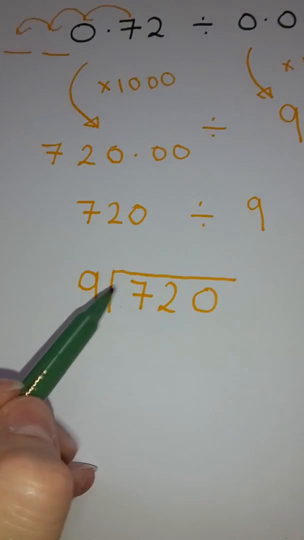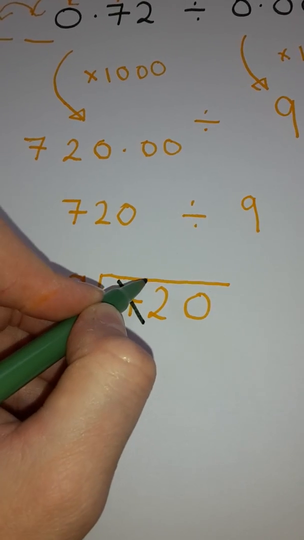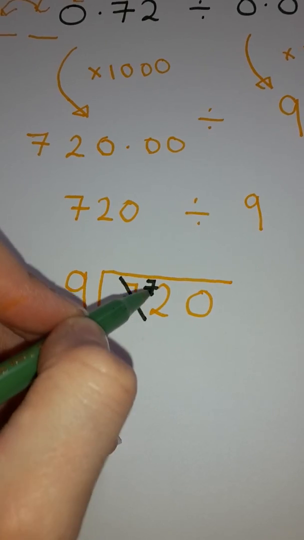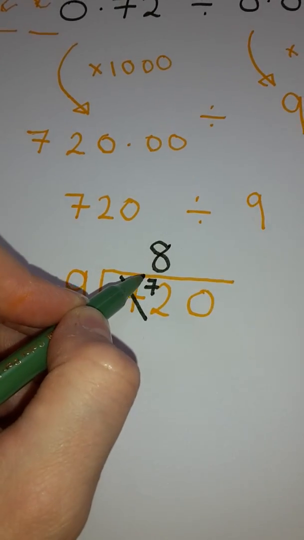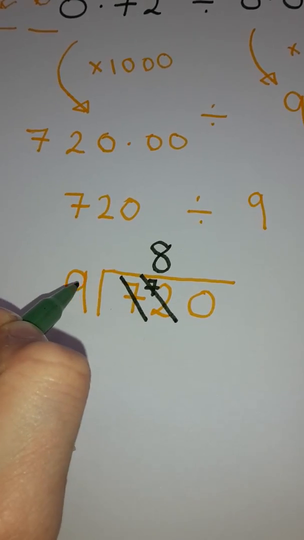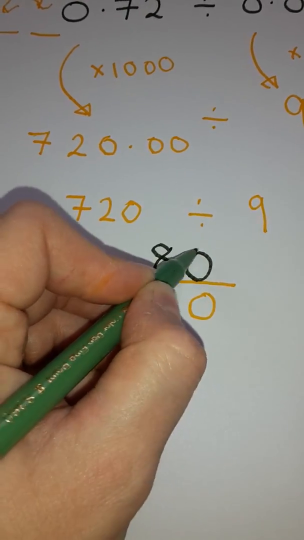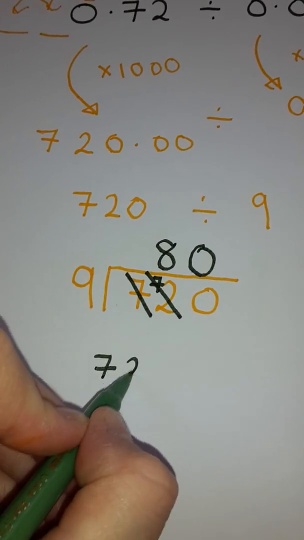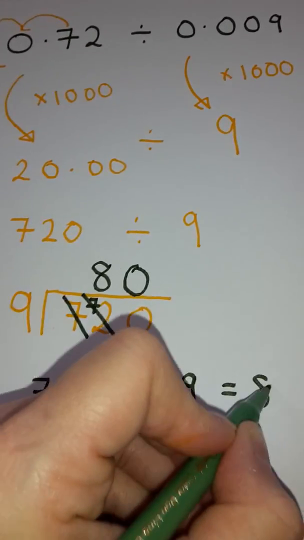So now we can do how many 9's go into 7? None. So I'm going to cross it through and carry it. How many 9's go into 72? Well, that's 8. And we can cross it through because we have no remainders. And then how many 9's go into 0? Well, that's 0. So this means that 720 divided by 9 equals 80.